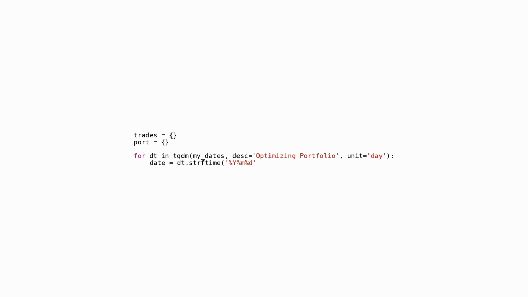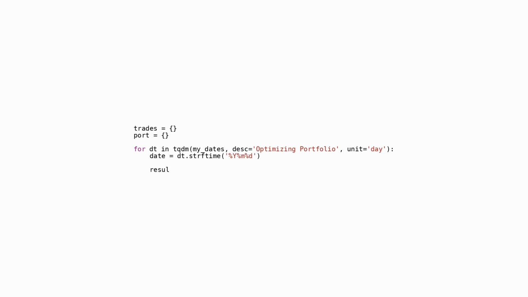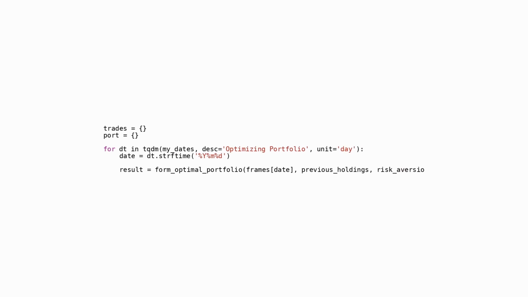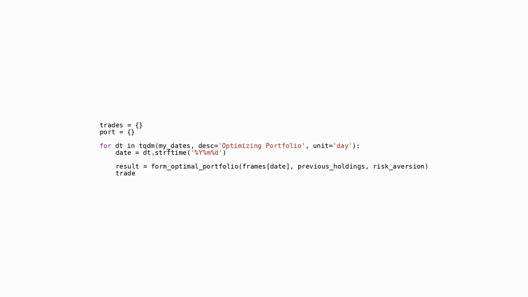2. An optimal portfolio is formed for the given date by calling form_optimal_portfolio with parameters that typically include the market data or price frames for that date, the previous holdings of the portfolio, and some measure of risk aversion that the function uses to balance return versus risk. 3. The build_tradelist function generates a list of trades that must be executed to transition from the previous holdings to the newly formed optimal portfolio.